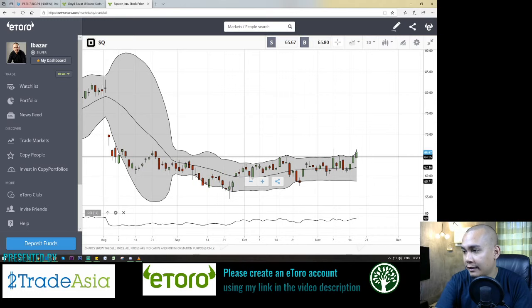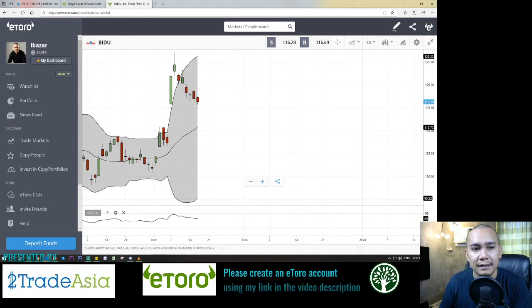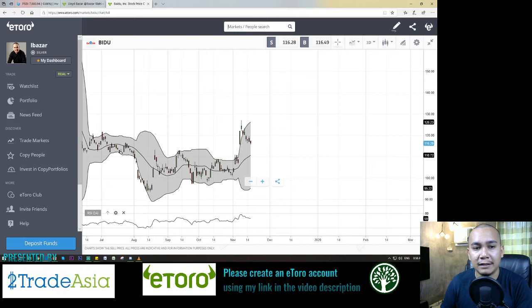Si Baidu naman. Right, so still on a massive pullback. Right, this might bounce anytime soon. I think magbabounce ito today. If this bounces today, that is the breakout point around that area. So malapit na tayo sa support niya basically. You can enter there pag nag-green yan today si Baidu.